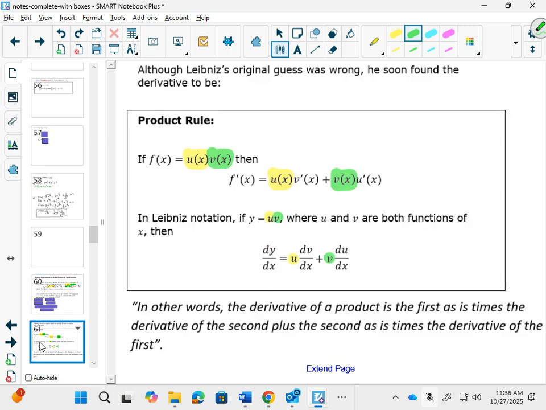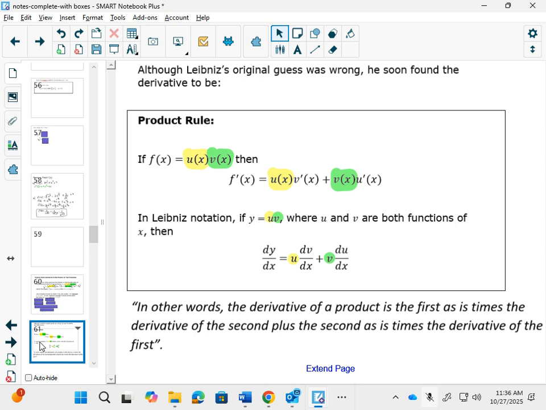This is your product rule. And you'll see me say this in the words that I've highlighted here. In other words, the derivative of a product is the first as it is times the derivative of the second. I often just say keep the first the same times the derivative of the second. Then keep the second the same times the derivative of the first. That is your product rule.